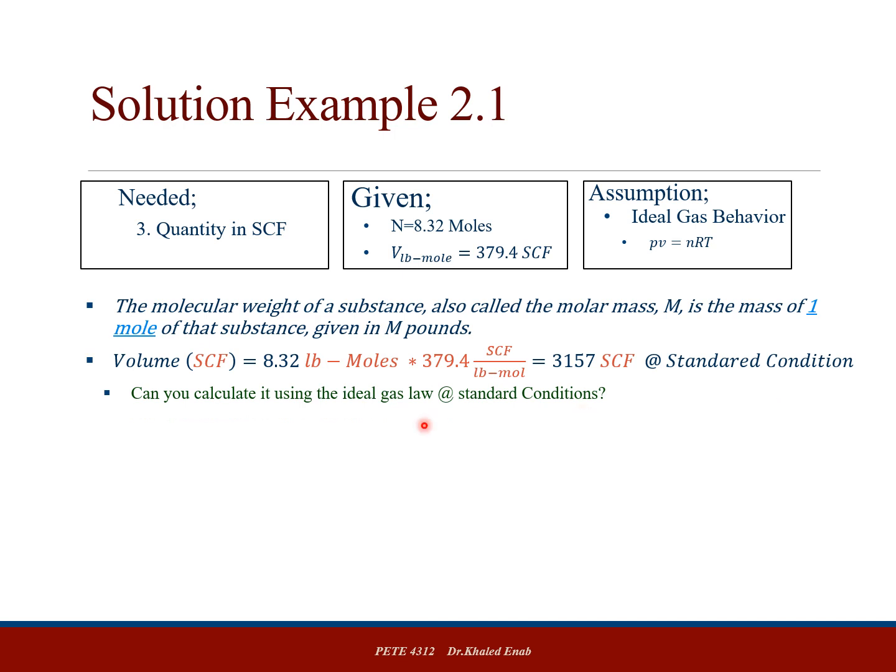Can you calculate it using the ideal gas law? Can you use the ideal gas law instead of the 379.4 standard cubic feet and get the same number or a close number? Just try to use the ideal gas law. PV equals nRT. Here's n, the standard condition P and T, and you need the V, right? So try it, and that will be one of your homework questions.